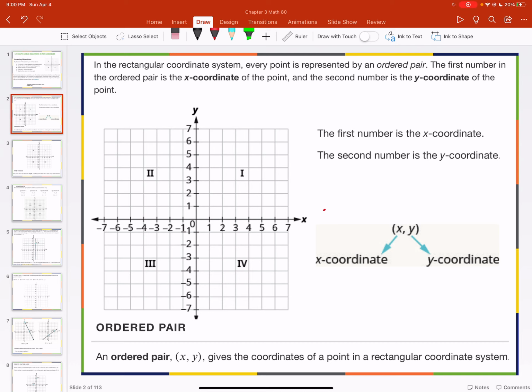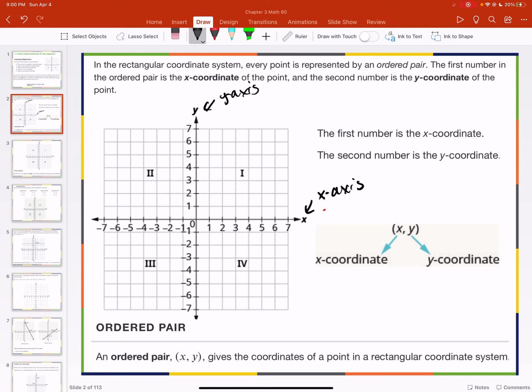Okay, so first of all, let's introduce the rectangular coordinate system. So each point inside, this is basically a two-dimensional space, okay? And we have here, this is the x-axis, and this is the y-axis, okay?